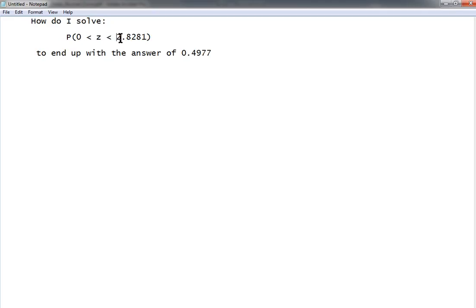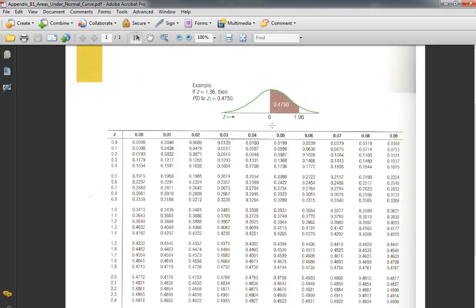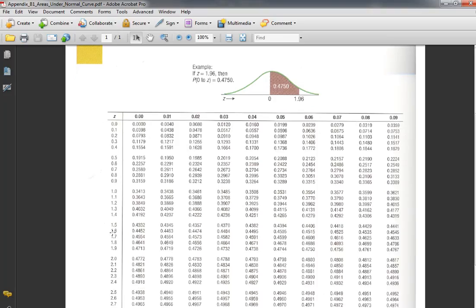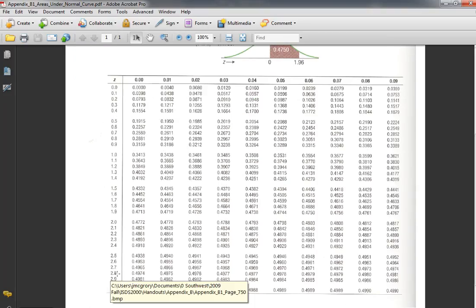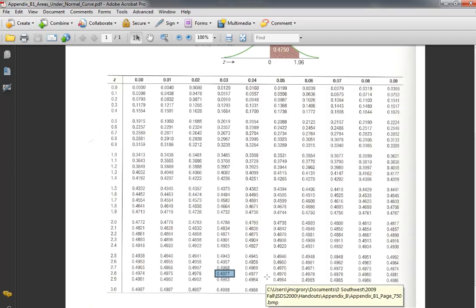From 0 to 2.83, let's just call it. So on this particular chart, 0 is always the starting point. So all I have to look up is in my z column 2.8, and then I go across until I'm under 3, and there's the answer, 0.4977.